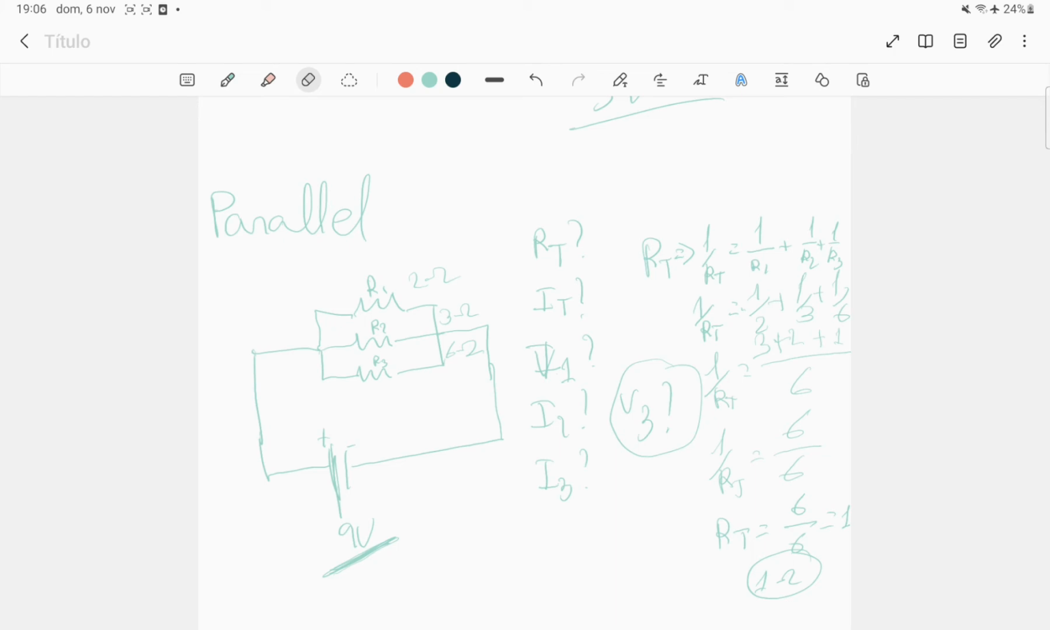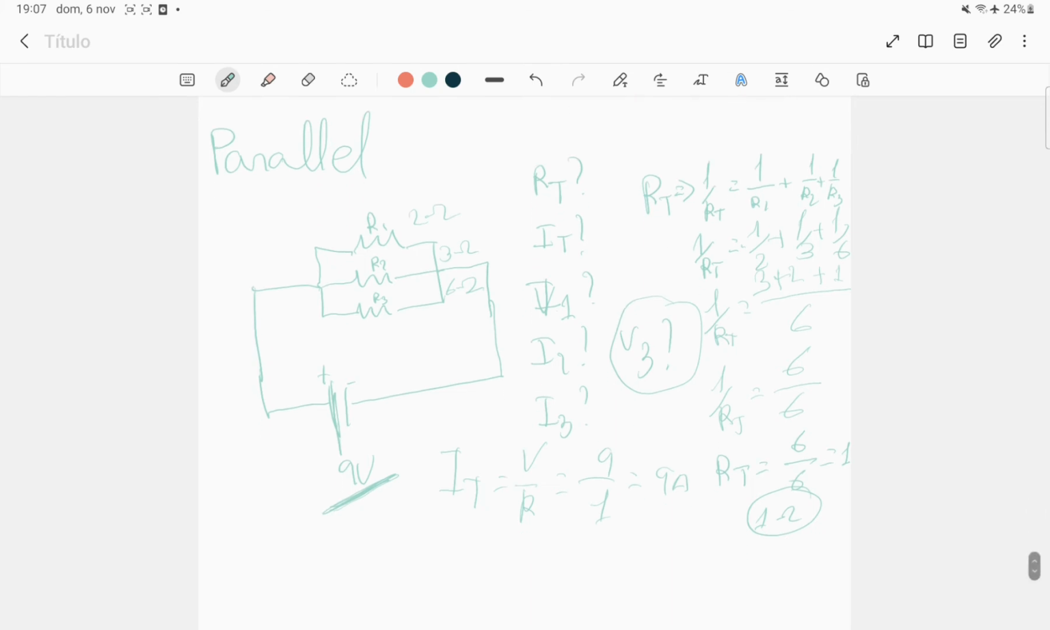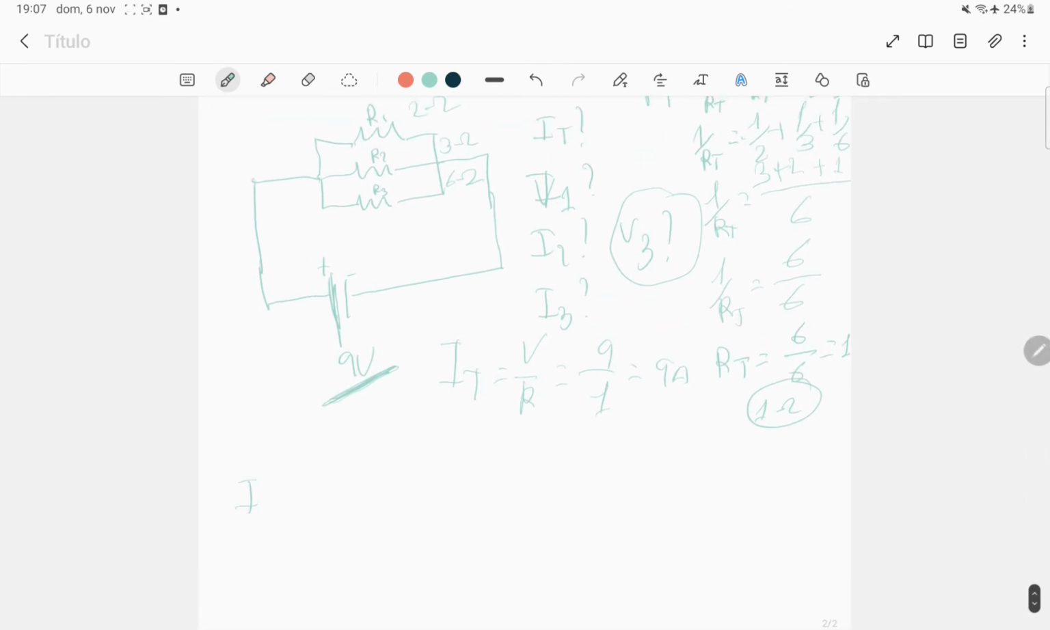Okay. So now we have RT, so IT is V divided by R. So 9 divided by 1 is 9 amperes. Okay? And now I1, I2, and I3.